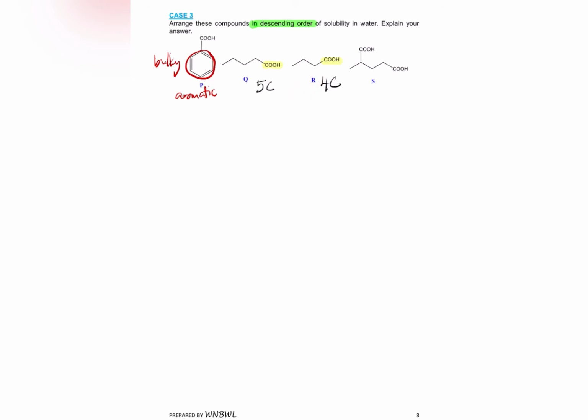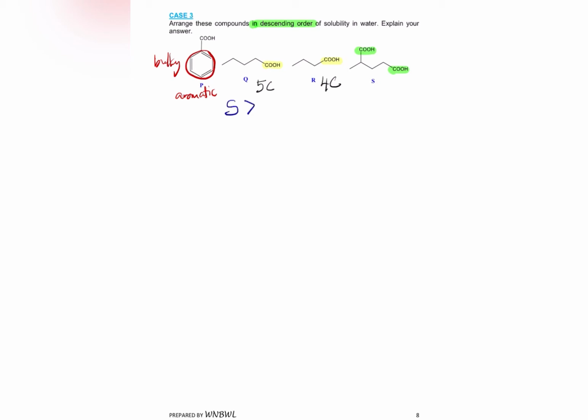Next one, we got structure S with 2 carboxyl groups in the structure. So automatically you can conclude this one has the highest solubility, because S can form more hydrogen bonding than the other 3 structures. Now I'm going to arrange my structures in descending order, starting from the highest solubility, which is S. So S is greater than.